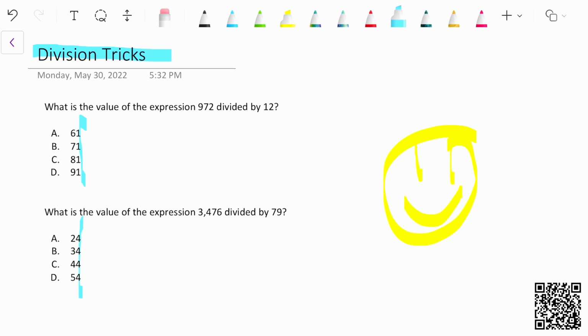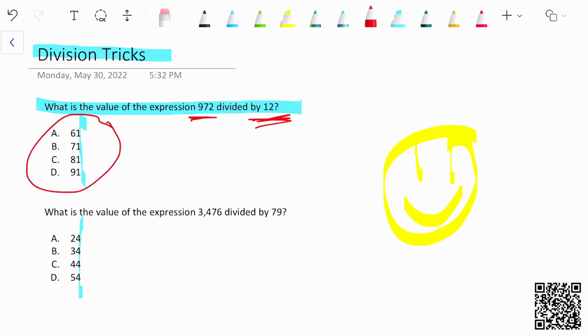So our first question today is, what is the value of the expression 972 divided by 12? Today we're going to be looking at the front digits instead of the back digits, because all the back digits are the same. So let's look at the answers first, again, for any obvious answers. We have A, B, C, and D: 61, 71, 81, and 91.